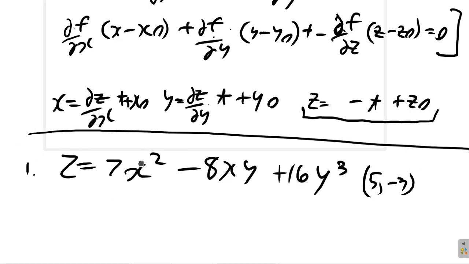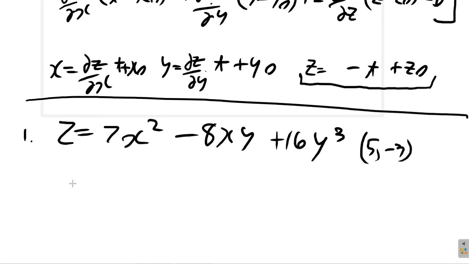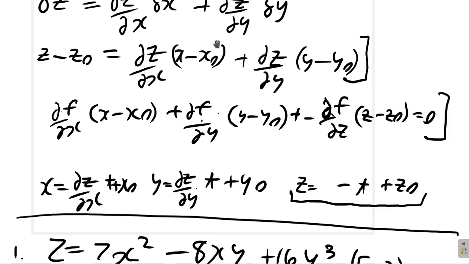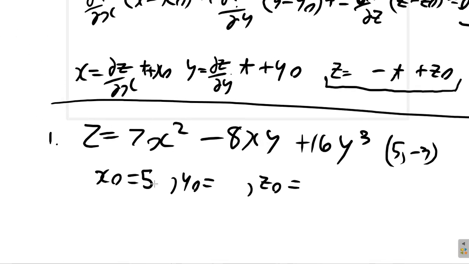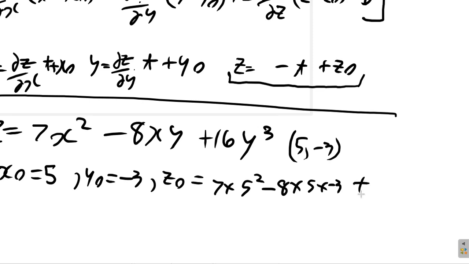Now, z minus z naught. First, what is x naught, y naught, z naught? Well, x naught is 5, y naught is negative 3, z naught would be 7 times 5 squared minus 8 times 5 times negative 3 plus 16 times negative 3 cubed.